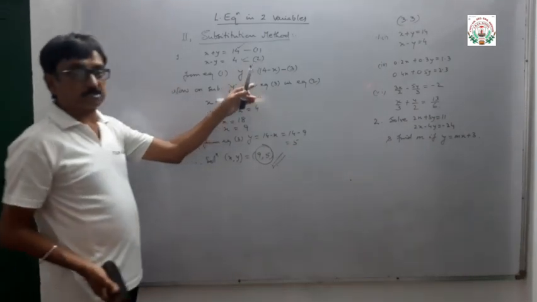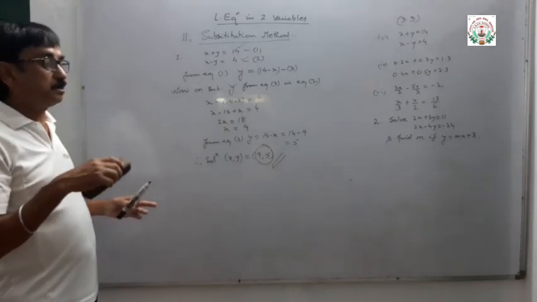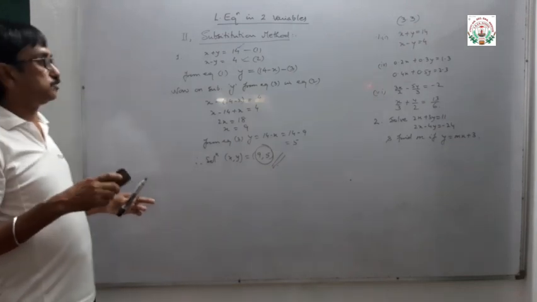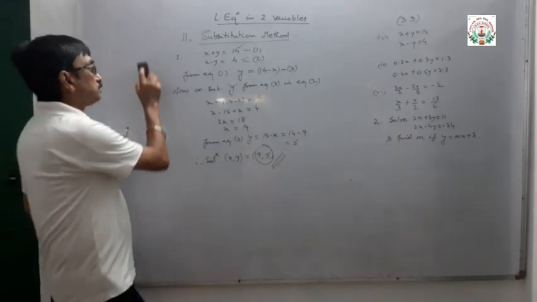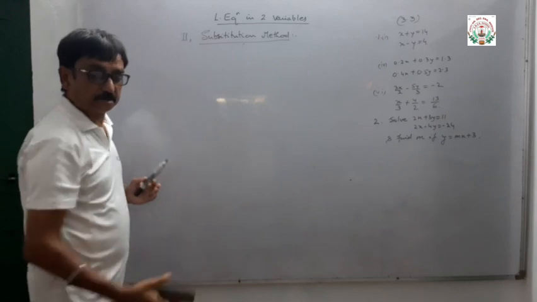So this is known as the substitution method. We take out the value of one of the variables from any one of the equations, and that value of the variable we substitute in the other equation and simplify it. Now let's move to our next question, which I have written there.